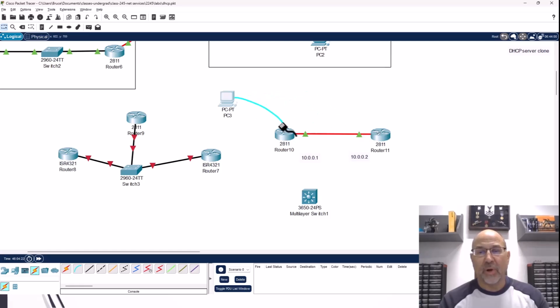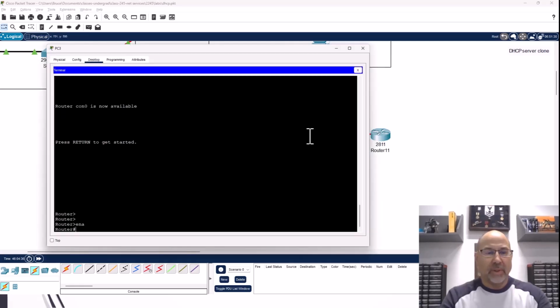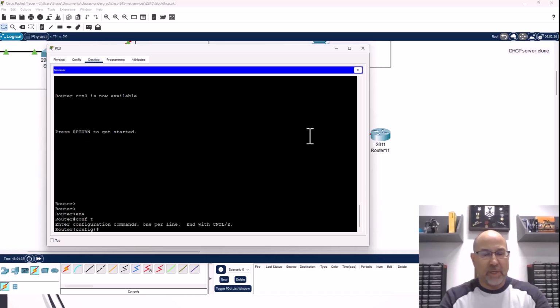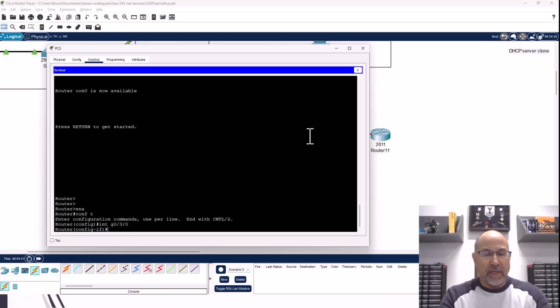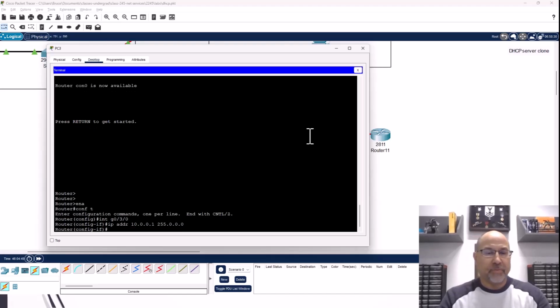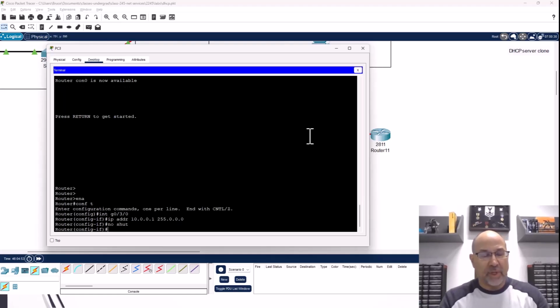Now let's connect to our other router, and same thing. Config t, int g0/3/0, and I'm going to say IP address 10.0.0.1 255.0.0.0. Okay, and again, just to be complete, I would do a no shut. I don't have to do it here.